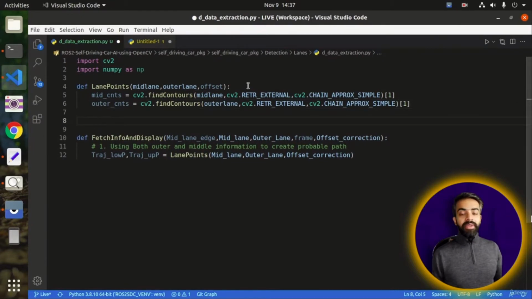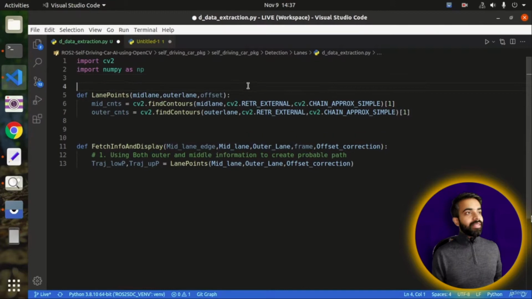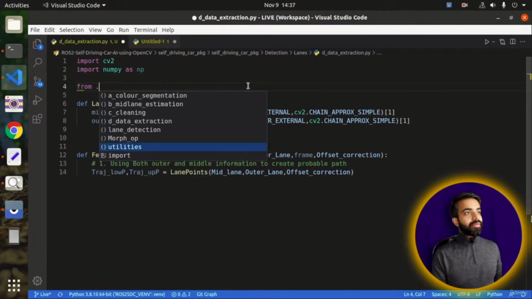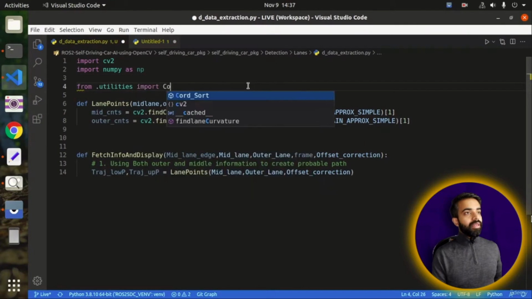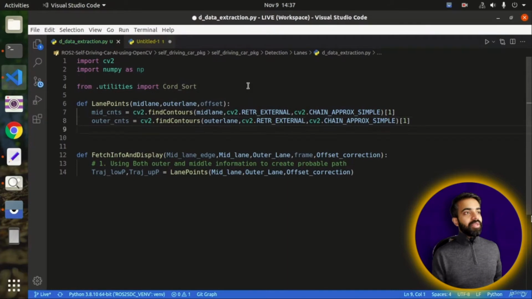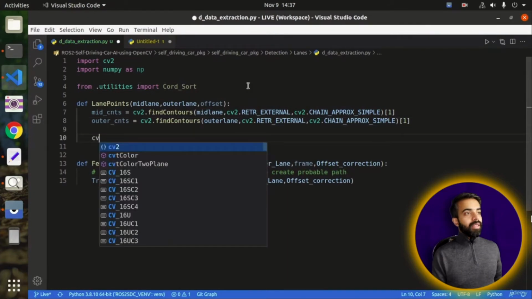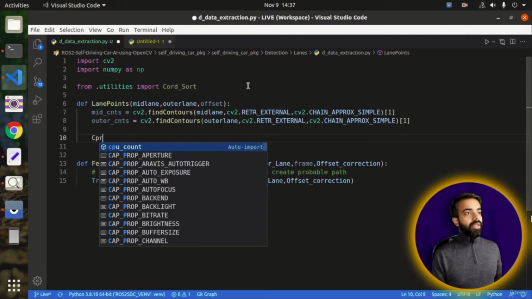Now, the next step that we need to do is simply sort these contours out by using a function available in the utilities.py, that is the coordinate sort function. Now let's import that function. That is, from utilities, import coordinate sort. Now this particular function will be used to sort out the coordinates on the basis of rows. Now we call this function of coordinate sort.